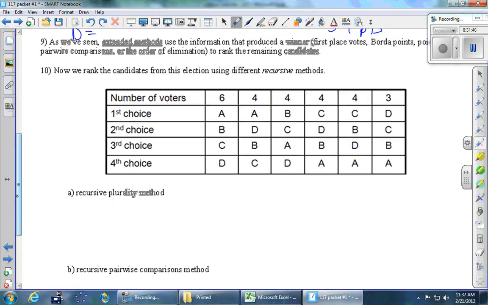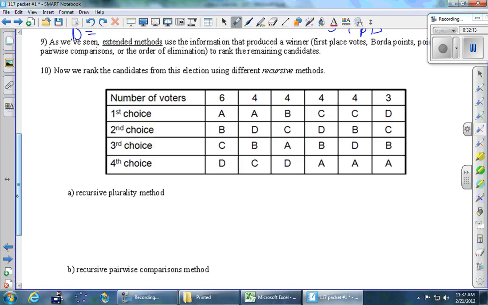Okay, new idea, new way to count the votes, new way to find the winner and the second place and the third place. We're going to do something called recursive. Okay, we'll start with plurality. By the way, you're going to like recursive a lot less than you liked extended. I'm just putting it out there, so don't throw anything my way. I'm giving you fair warning that this is not as natural as the extended methods.